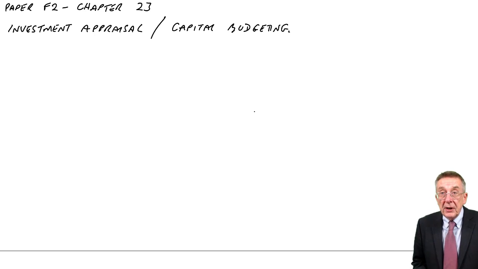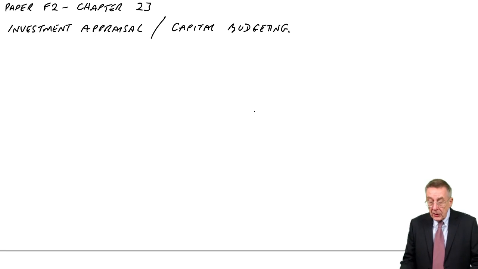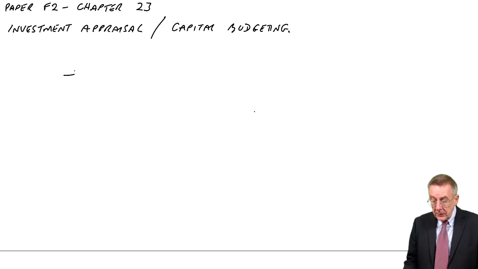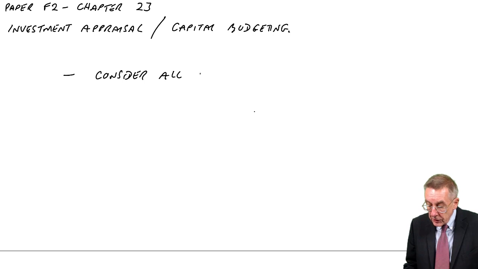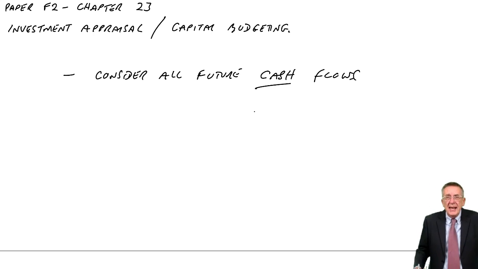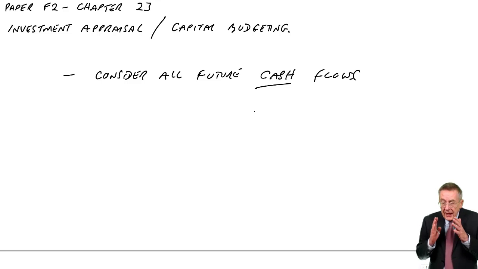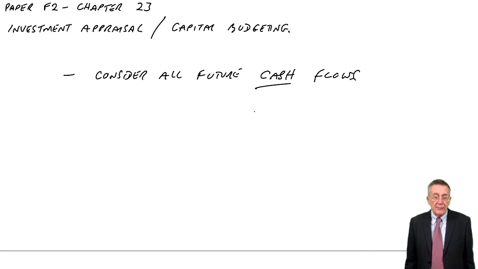And the net present value approach is basically terribly simple. We always look at the cash flows. We consider all future cash flows and only cash flows. We're not interested in things like depreciation. They're an accounting thing. We're looking at the cash that is involved.